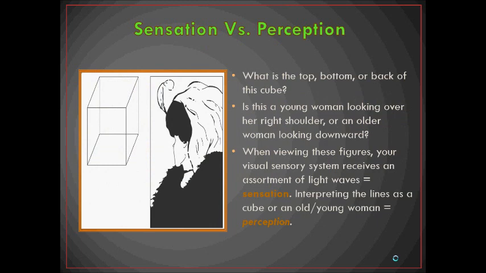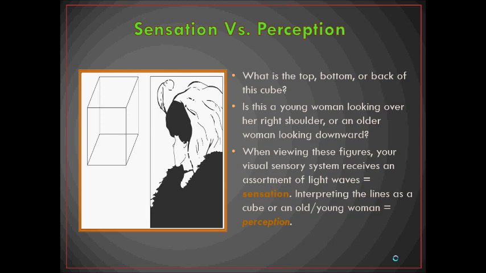So when we take a look at these pictures regarding a cube and this picture of a woman, is the orientation of the cube pointing upwards or downwards, to the left or to the right? How do you know which is the top or the bottom or the back of the cube? Likewise, with this other optical illusion, is this a young woman looking over her shoulder or an older woman looking downward? Now, when you're using your senses, all you see is essentially black and white. You see maybe straight lines and curved lines, but it's not quite making sense yet.